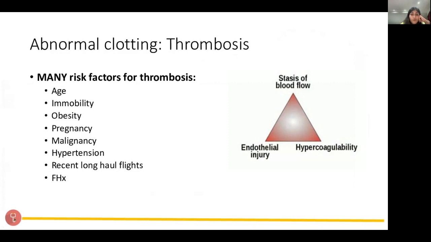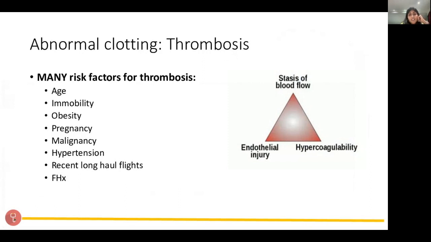And then when we're thinking about thrombosis, so abnormal clotting, basically causing things like DVTs, PEs, the main thing to remember is Virchow's triad, which is this triangle on the right. Three main things that contribute to excessive clots in the body. So stasis of blood flow, any injury to the endothelium of blood vessels, and also hypercoagulability.